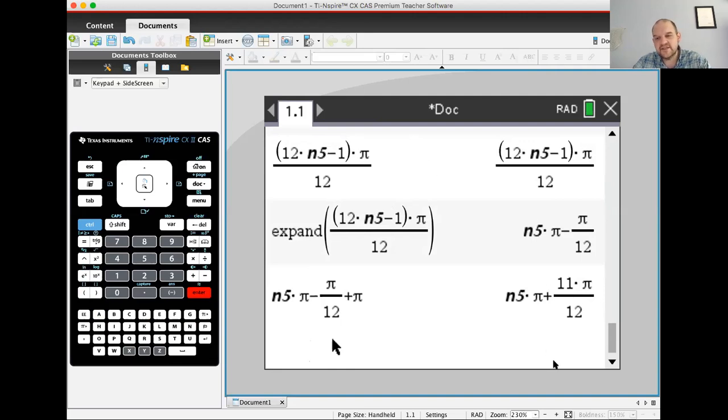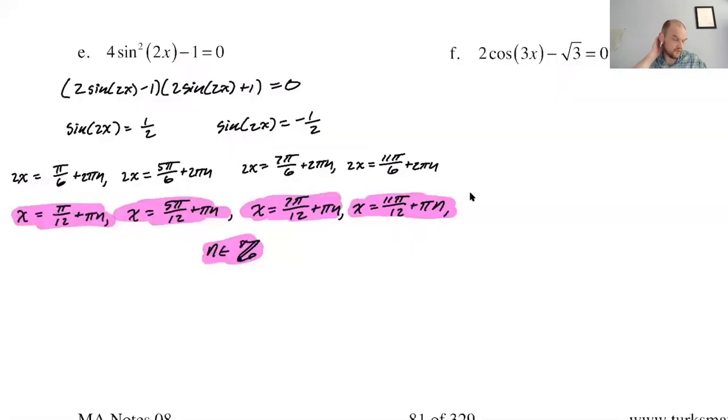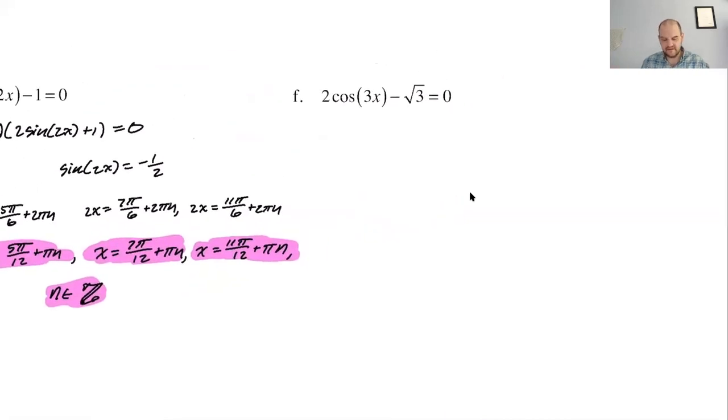So my advice is, if you see a difference of squares, try factoring instead of counting on yourself to remember to take plus or minus the square root. It's my advice. You don't have to take it.